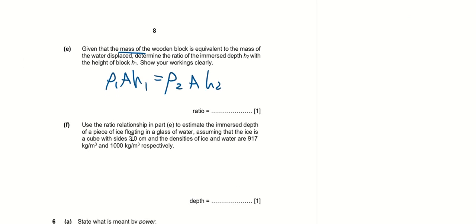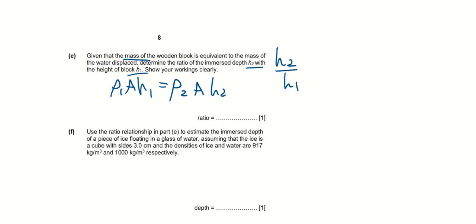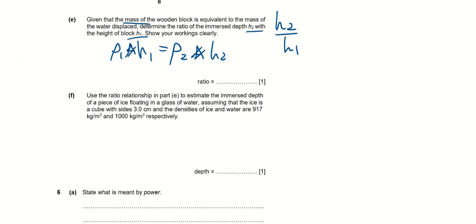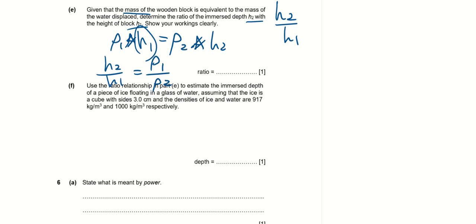Okay. So they want the ratio of H2 with H1. So I need to get it to be H2 over H1. And since the cross-sectional area is the same, I can cancel them. So I have H2 over here, so I bring my H1 over. In the end, I get H2 over H1, and therefore rho 1 over rho 2. Okay, so the ratio will be H2 over H1 equals rho 1 over rho 2.